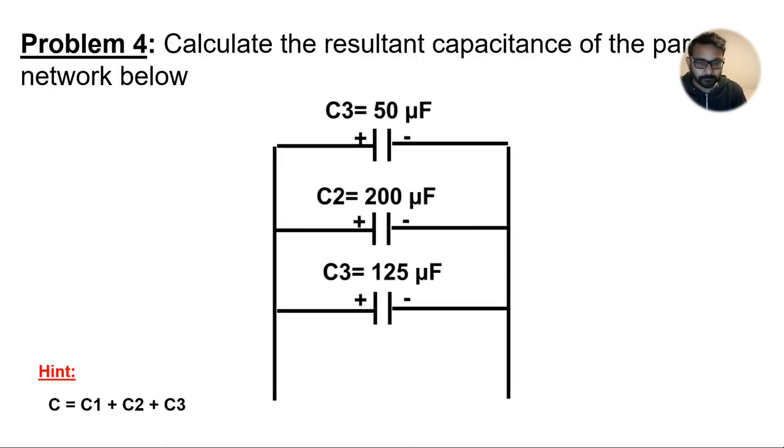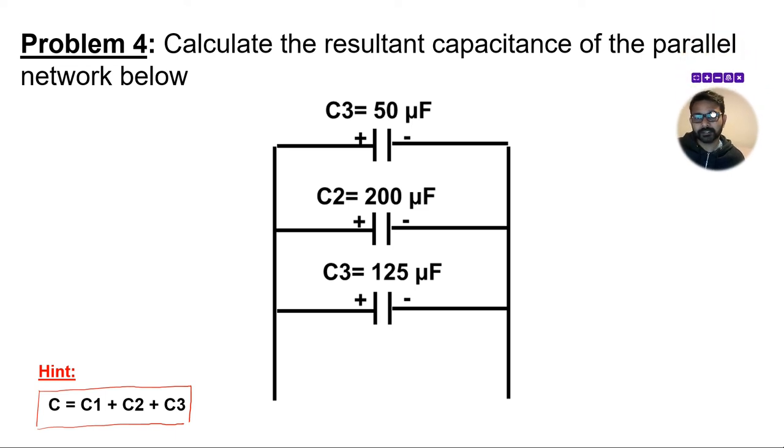Now, having studied the formula, let's take a question. In this first question, we are given a network of parallel connected capacitors. We have three capacitors here of 125 microfarads, 200 microfarads and 50 microfarads. We have just now seen the formula for calculating the equivalent or resultant capacitance of capacitors connected in parallel. It is given as C1 plus C2 plus C3, so essentially it is just the sum of the three capacitances.